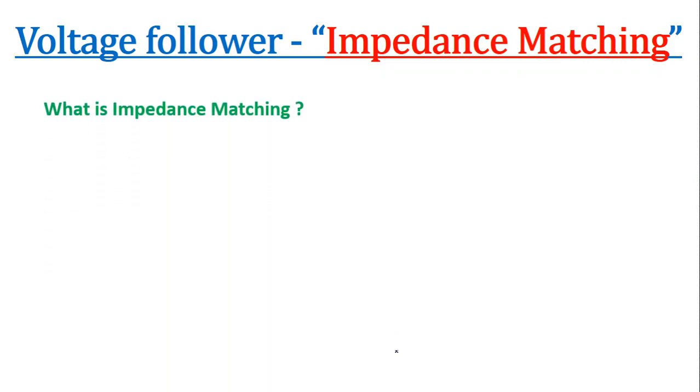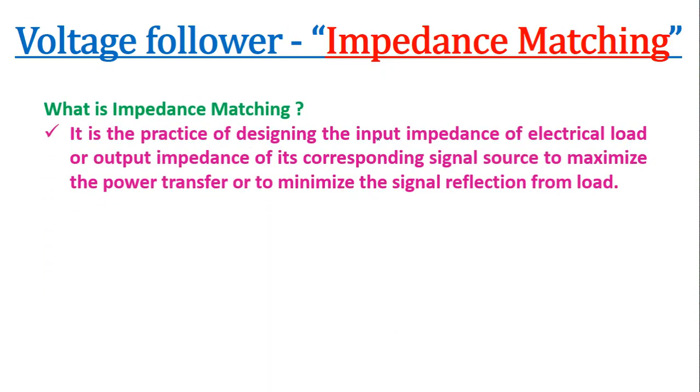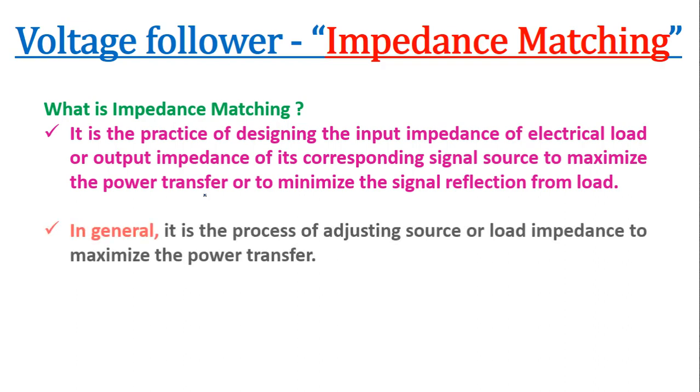First of all, we should know what impedance matching is. It is the practice of designing the input impedance of the electrical load or the output impedance of its corresponding signal source to maximize the power transfer or to minimize the signal reflection from the load. In general, we can say that it is the process of adjusting the source or load impedance to maximize the power transfer. So, to achieve impedance matching, we have to adjust the source impedance or load impedance so that we can maximize the power transfer.